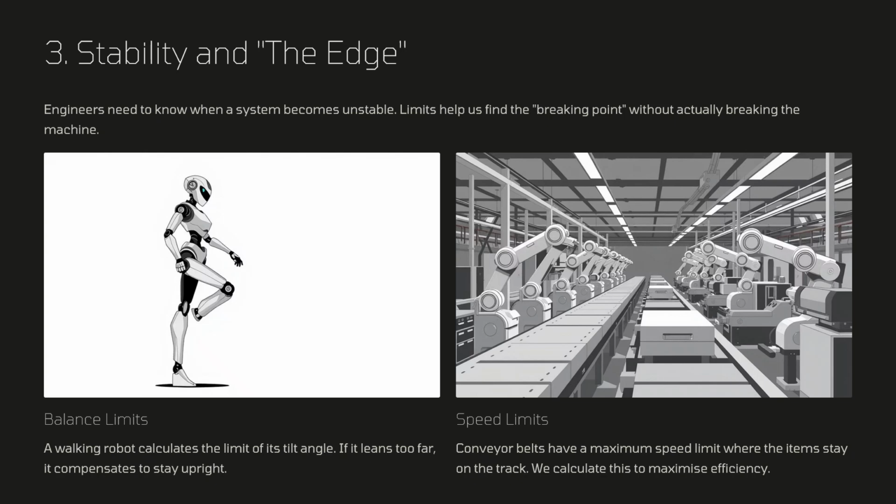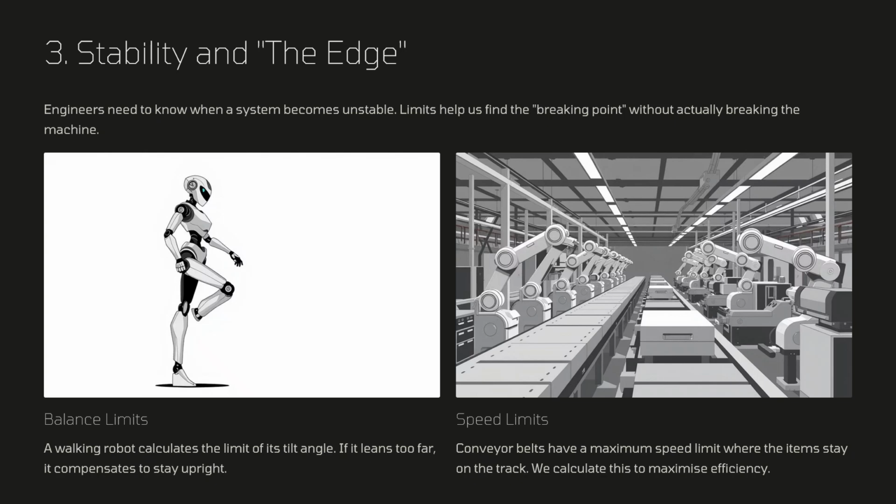Now I will explain the next slides. This slide is about stability. In engineering, we must know when a system becomes unsafe. Limits help us to find the safe point before the system fails. We can test the system without breaking it.